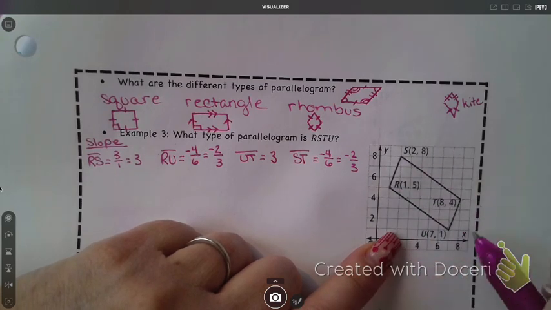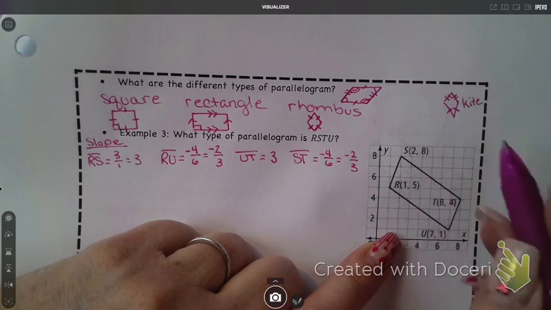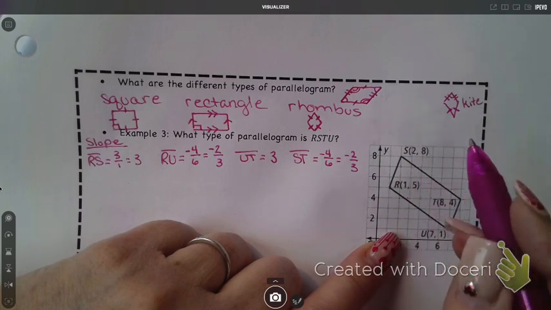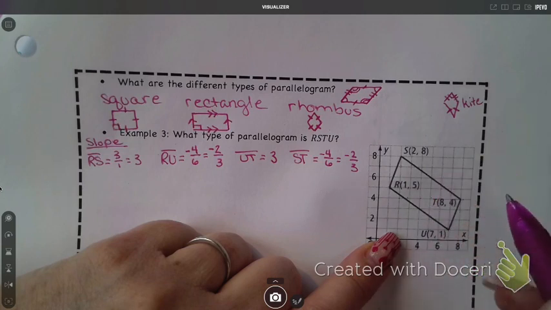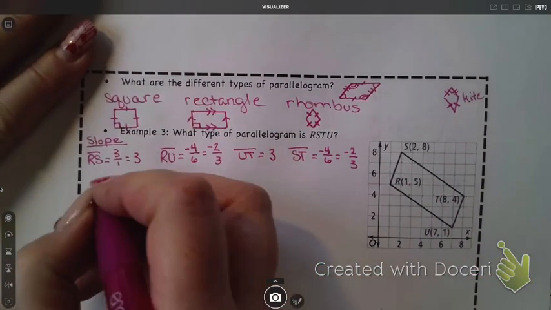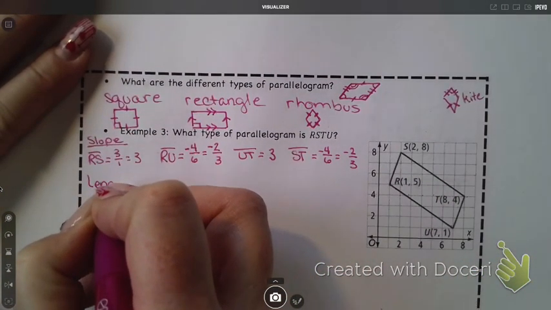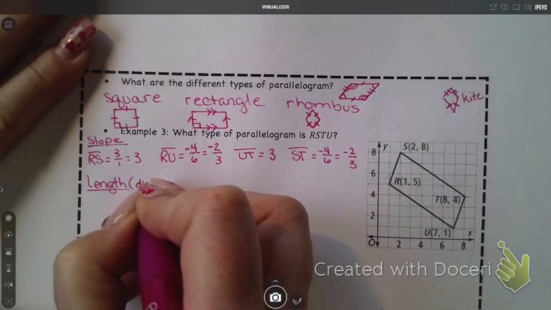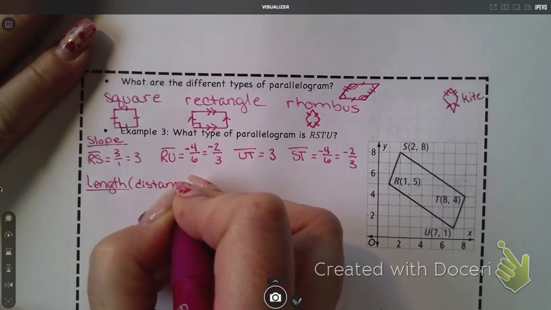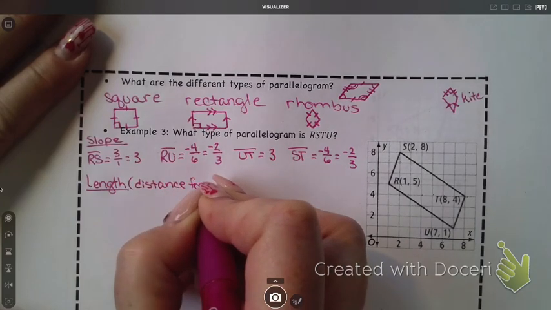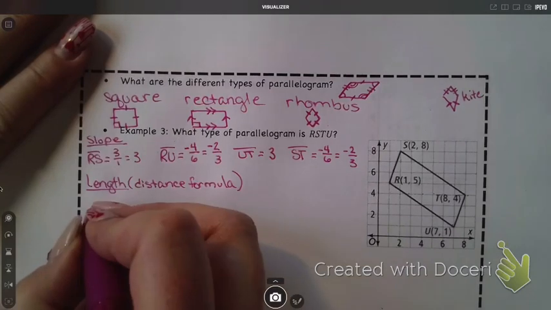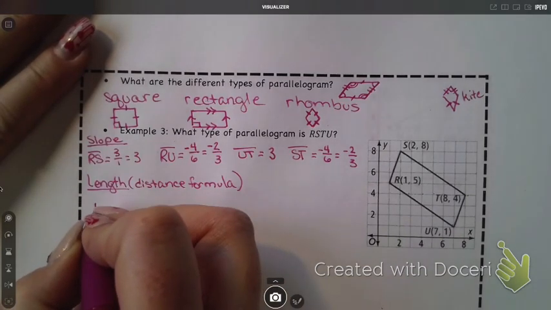So how do we need to find the length? What do we need to use? What did we just use? A bunch. Distance formula. So we need the length, which is the distance formula. So we're going to have to do SR or RS.